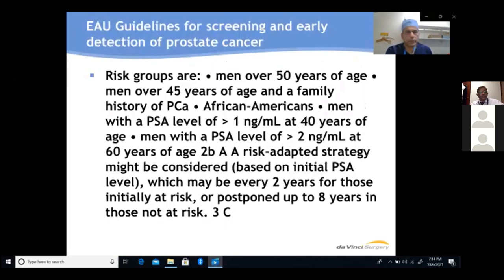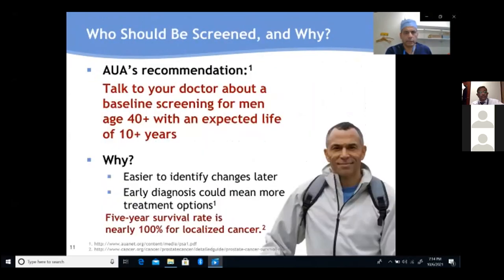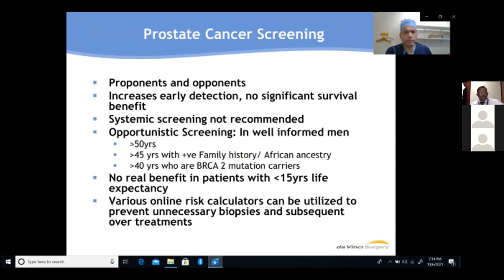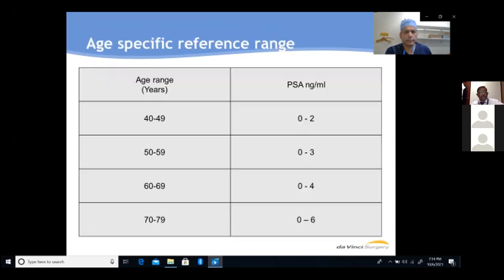Now moving on to the EAU guidelines for screening. So all men over 50, but the ones with a family history should be screened at age 45. Okay, so I'll skip this busy slide because we are going into the management. That's our objective: well-informed men should be offered screening. And skip this, moving on.